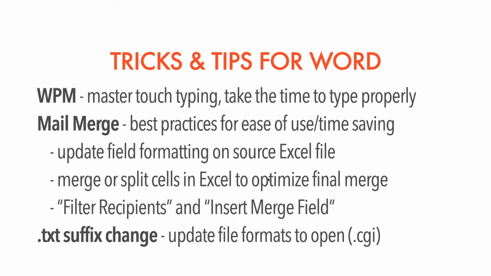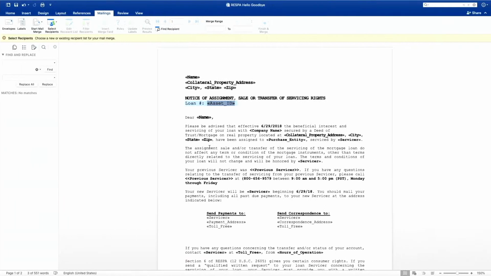All right, another one here is filter recipients and insert merge field. So when we go back over to Microsoft Word, and unfortunately I have to actually click a list to be able to see this, insert merge field just shows you the headers of each of those fields on the Excel side. It shows you the title at the top of the column. And when you're inserting those merge fields, like collateral property address, you want to make sure that you add them in exactly how they are here.